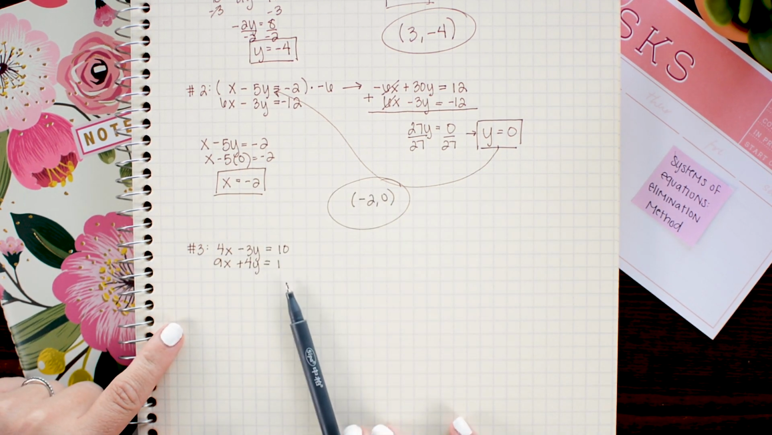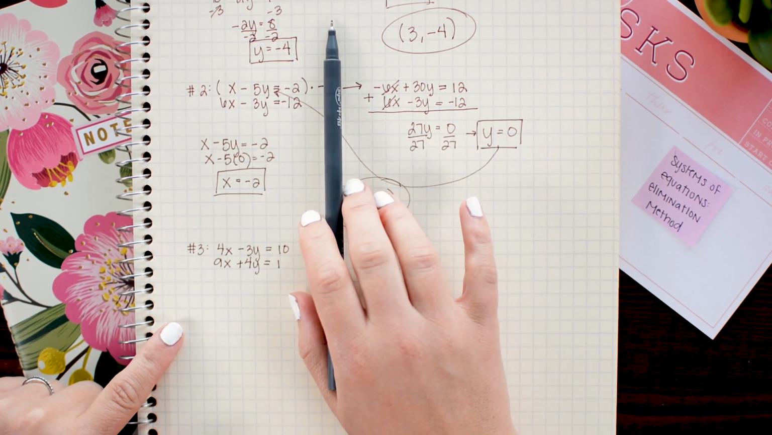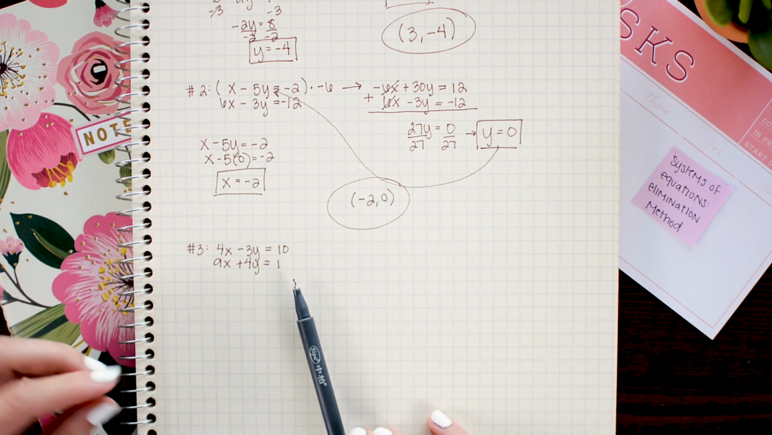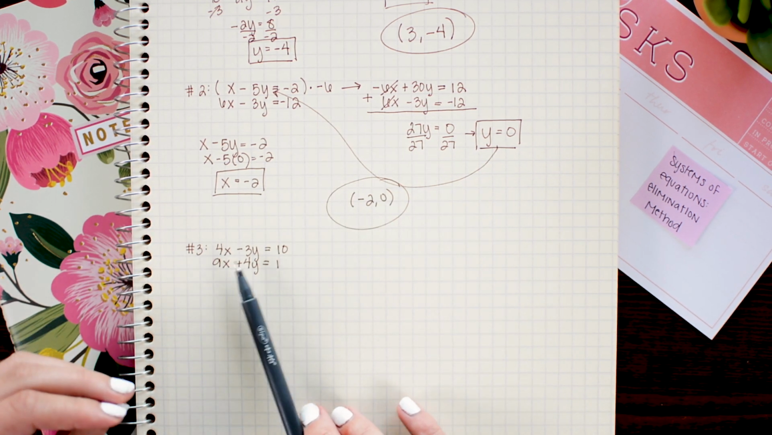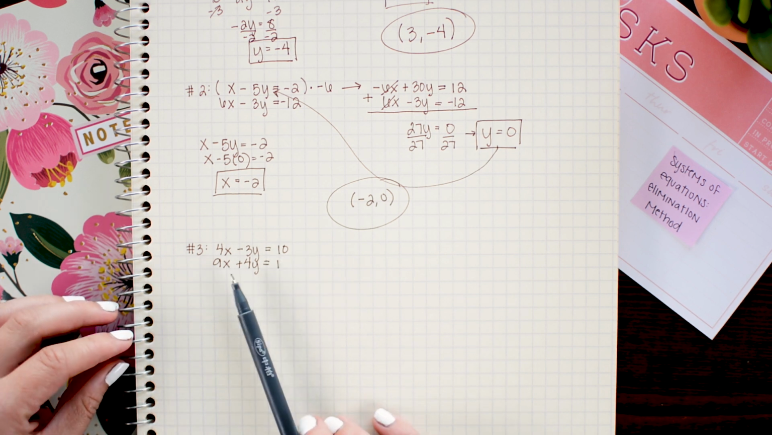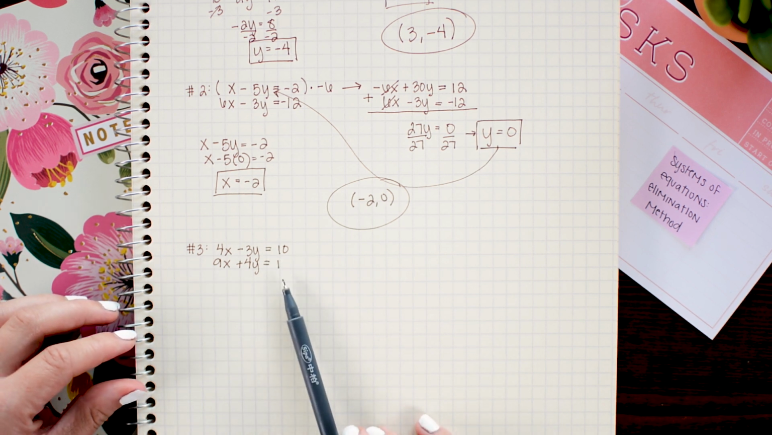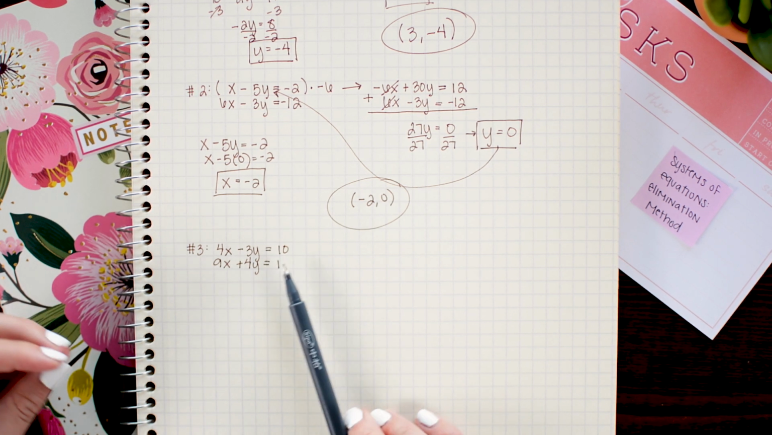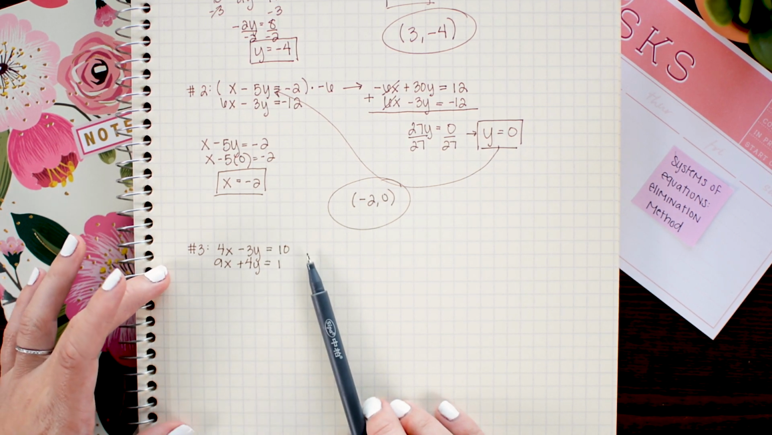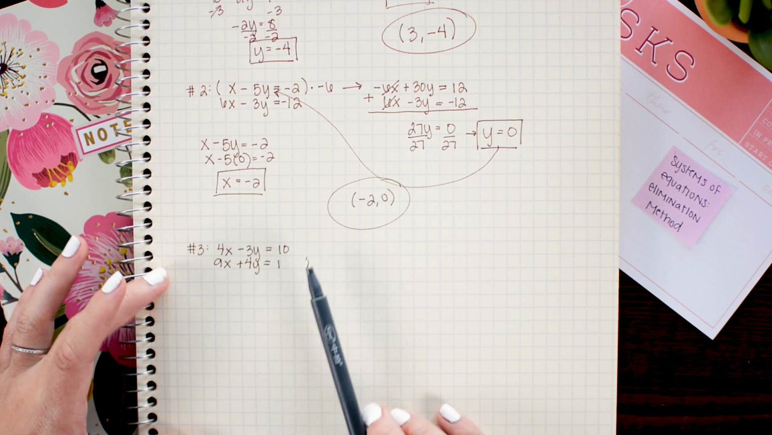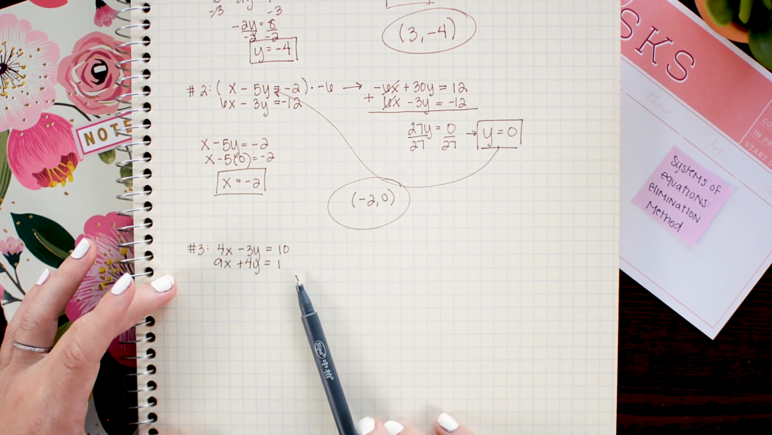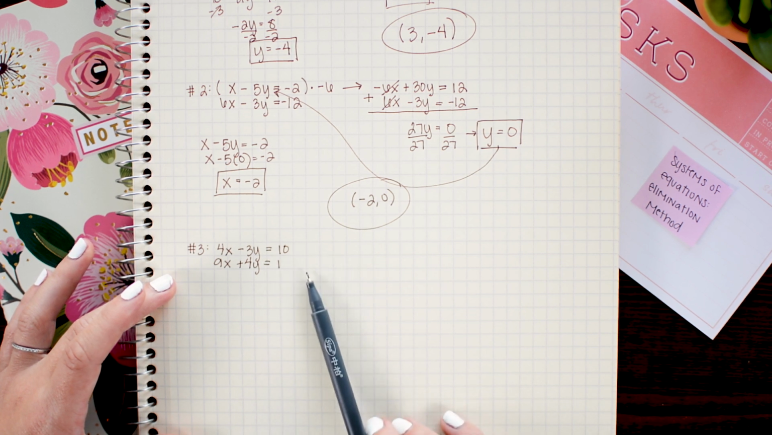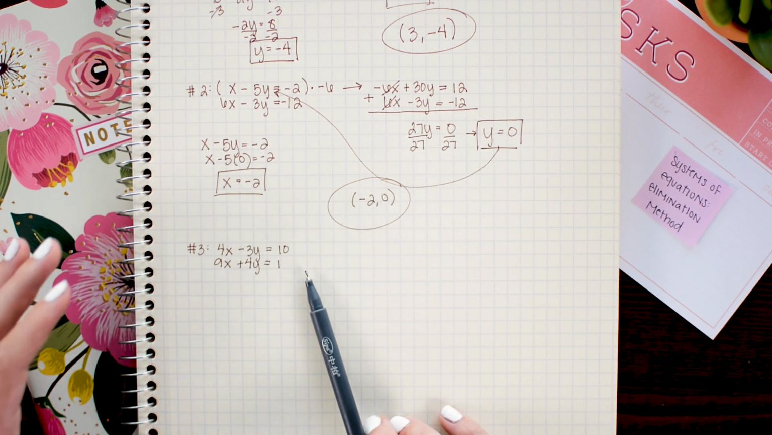Sometimes the numbers don't work out nearly as nicely as they did in these first two problems. So in this third problem, what we have here is 4x minus 3y equals 10 and 9x plus 4y equals 1. You may notice that this time there isn't a number we could just multiply one of the equations by to get one of the variables to drop out with the other equation. And in scenarios like this, what you need to do is multiply both equations by a number so that you can make one of the variables drop out. Let me show you what that means.